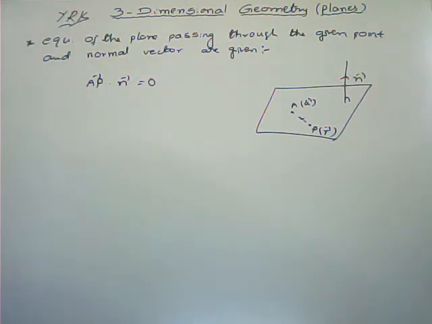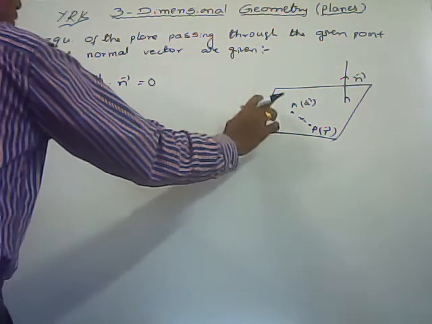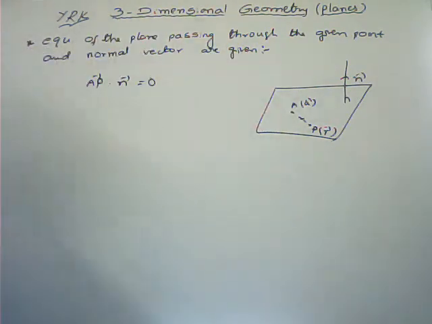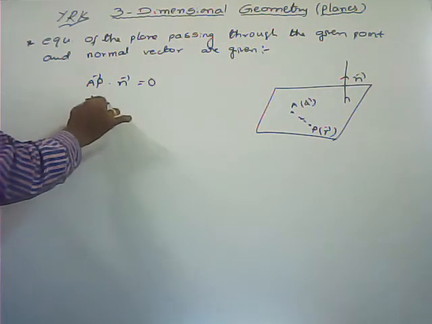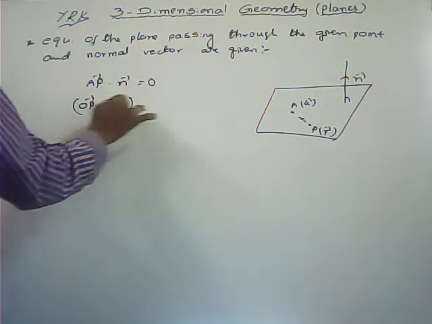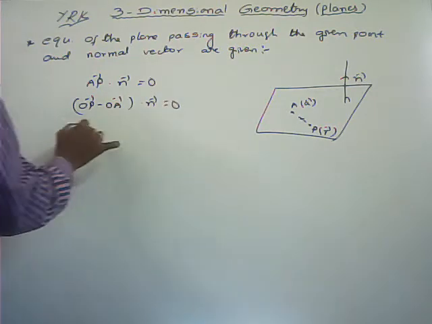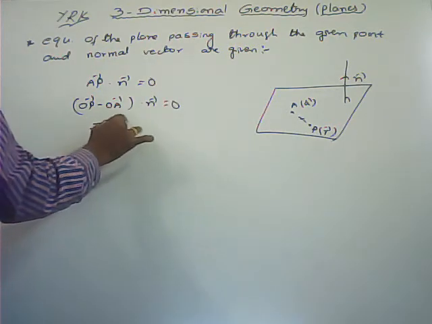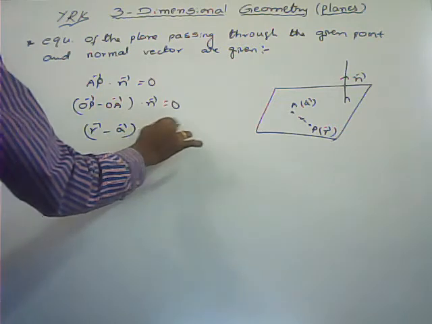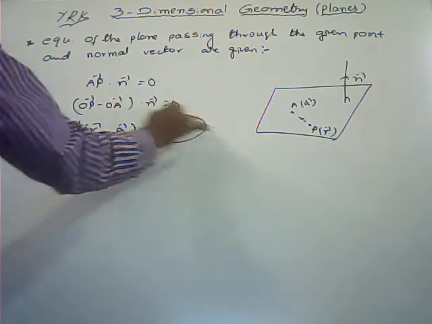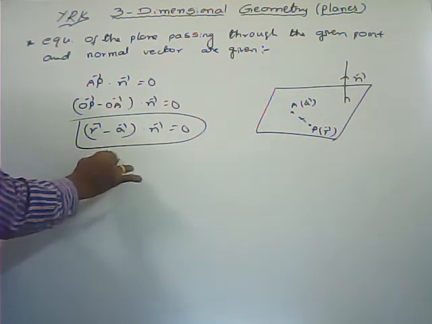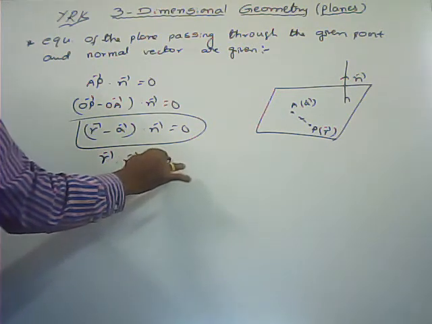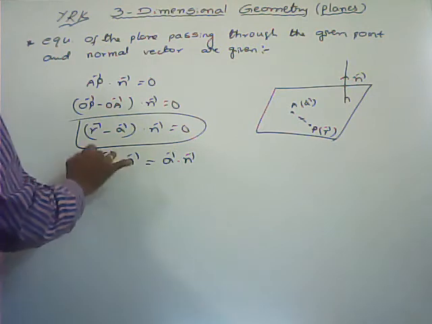Different conditions are there. In this condition, how to get the equation of the plane, passing through a point with a normal vector given? I can write OP bar minus OA bar dot n bar equals 0. This is R bar minus A bar dot n bar equals 0. This is the equation of the plane. Otherwise, R bar dot n bar equals A bar dot n bar.